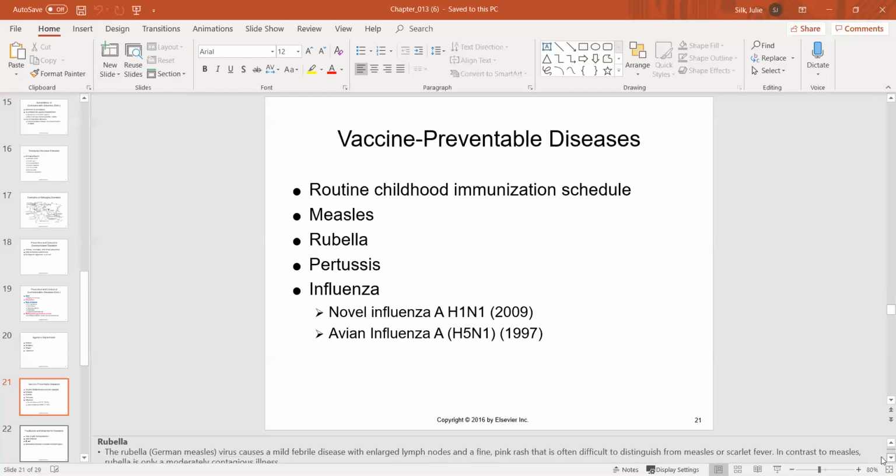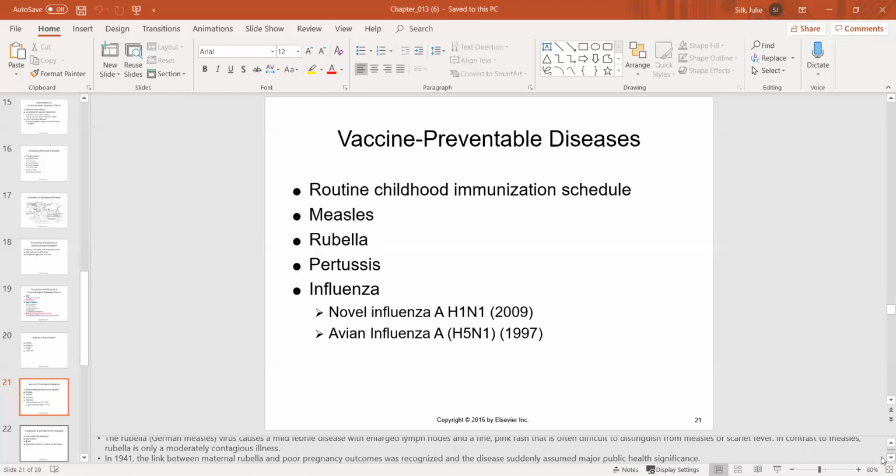Rubella is also called the German measles. This causes a mild febrile disease with enlarged lymph nodes and a fine pink rash that's often difficult to distinguish from measles or scarlet fever. So the way that it differs from measles is rubella is only a moderately contagious illness. In 1941, the link between maternal rubella and poor pregnancy outcomes was recognized, and the disease suddenly assumed major public health significance.